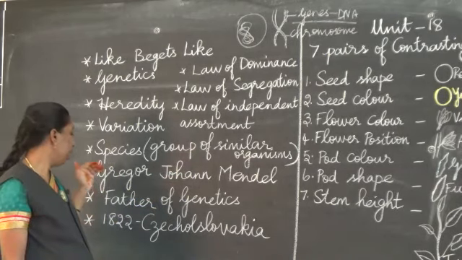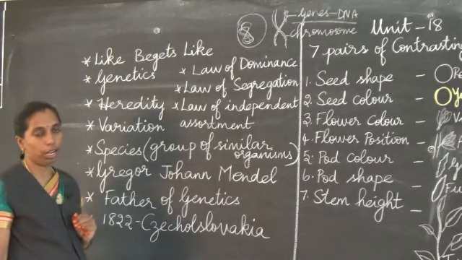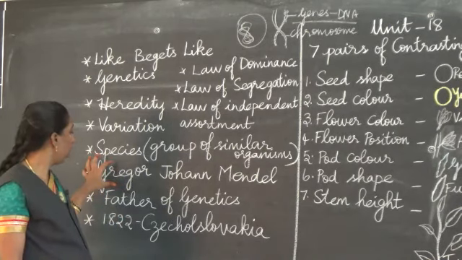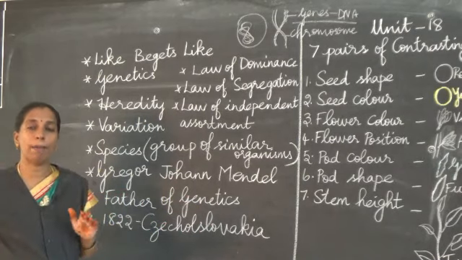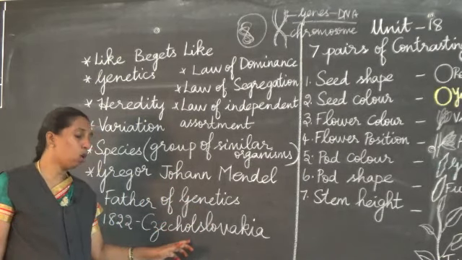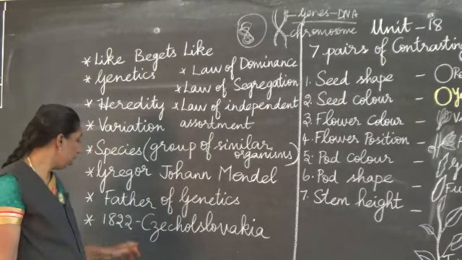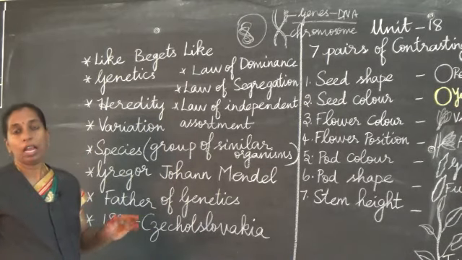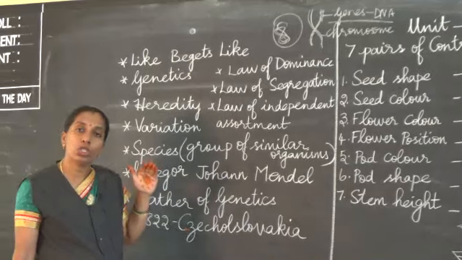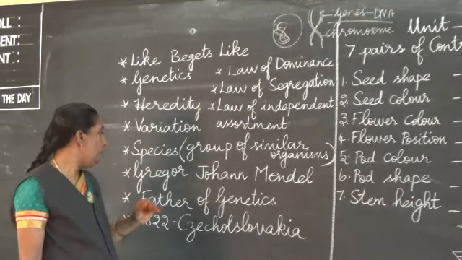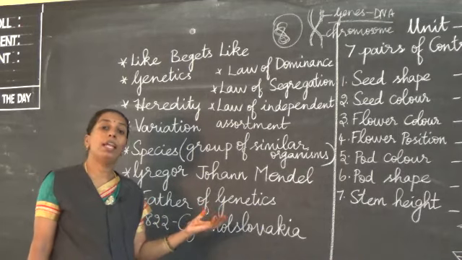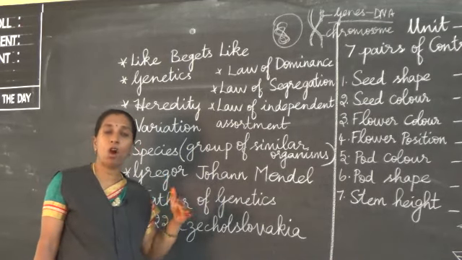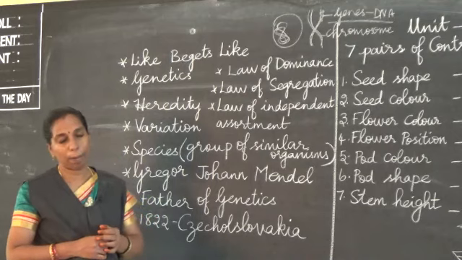So he lived in the 18th century and he was born in Zygoslavia, in Silesia, in a farmer family, in the year 1822. He laid the foundation stone for genetics. And he is called the father of genetics because he carried out so many experiments in the garden pea plants.